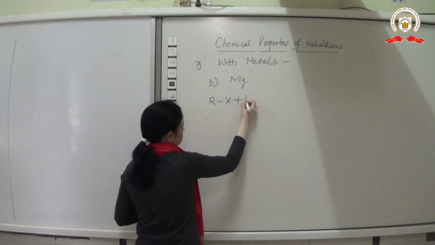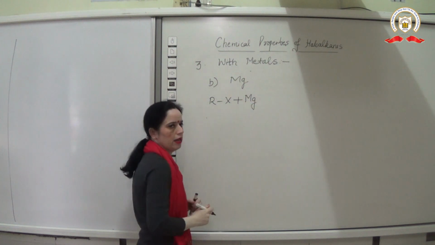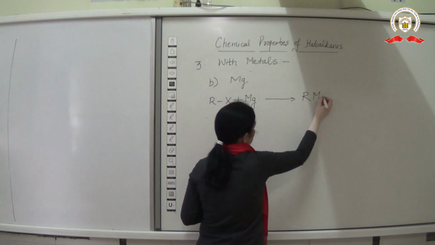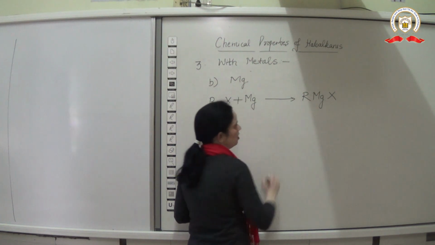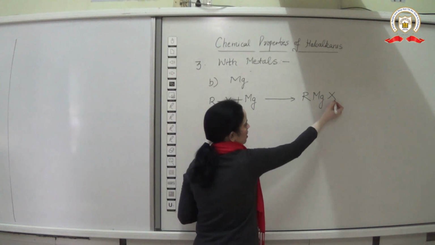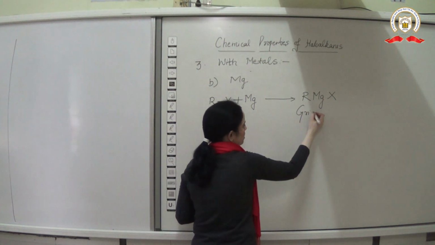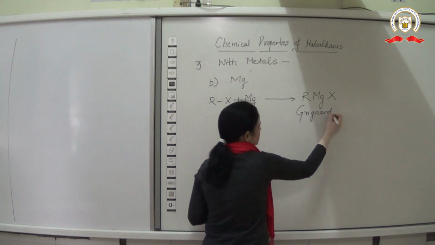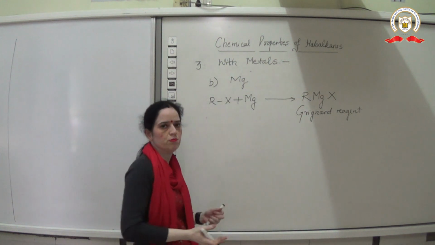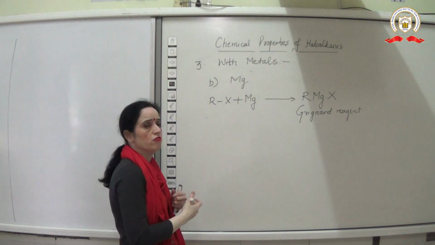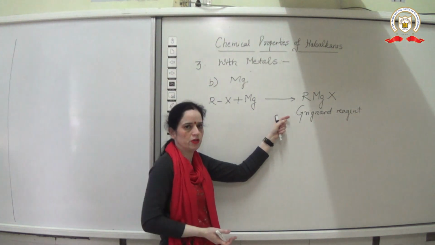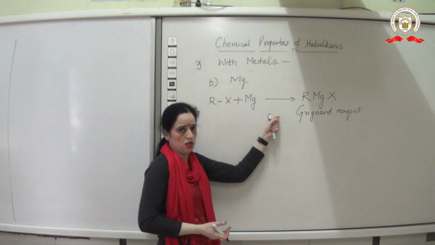Rx with Mg. Now, what happened? What we are going to get is RMgX, alkyl magnesium halide, also known by the name of Grignard's reagent. A very important reagent going to produce a large number of organic compounds. In the further sessions you are going to study how the Grignard reagent produces a large number of organic compounds.